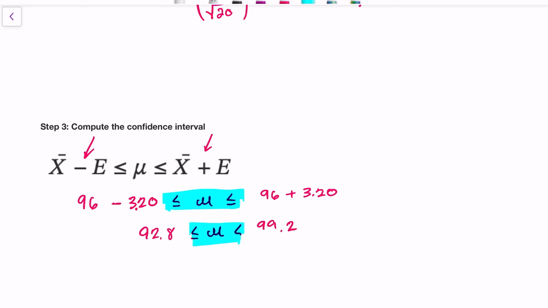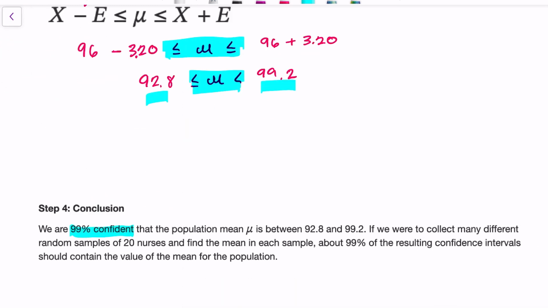Do not forget, in the middle of this equation, we're looking for an interval. We don't know what the population mean is, but we can say it's between this number and this number. And that's essentially what we say in our conclusion. We are 99% confident that the population mean, so that symbol that was right there, is between this number and this number that we just found.